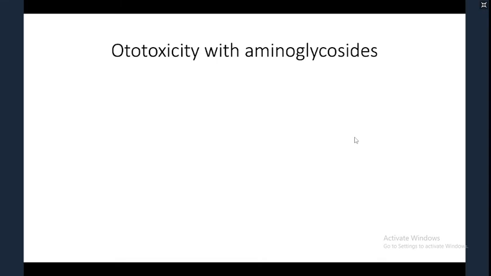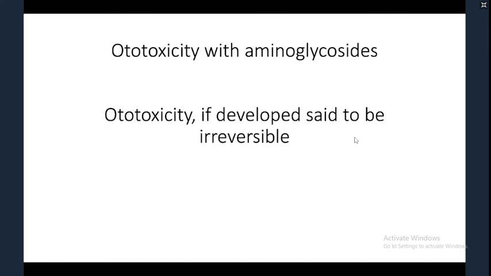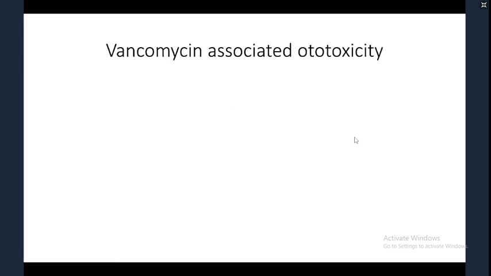Then the next group of disorders associated with antibiotics are the ototoxicity with aminoglycosides. Ototoxicity is another known adverse event, and it is said to be irreversible. Then there's another group of adverse events, which is vancomycin associated ototoxicity. This is due to a dose dependent accumulation, and it is usually associated with prolonged use of vancomycin.